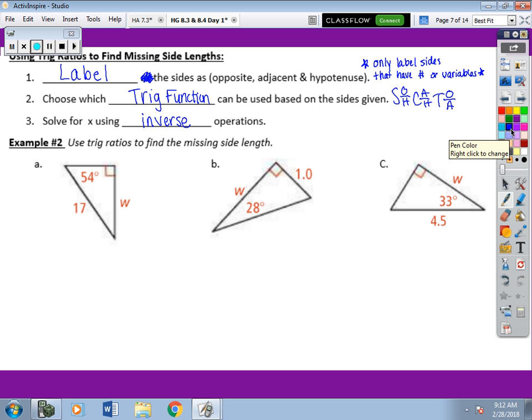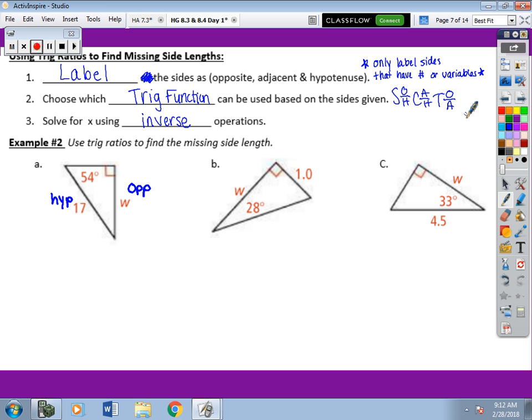Okay, so for example 2a, this is like your theta. 54 is now your theta. So what would I label W? Opposite, adjacent, or hypotenuse? Marquise? Opposite. Do not label this adjacent because there's no number on it and there's no variable, so that side is not going to help you. We would label 17 with hypotenuse. Okay, again, do not label the other side.